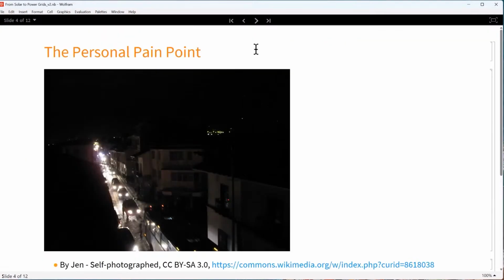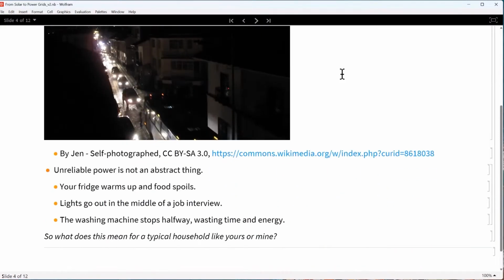Unreliability isn't just a theoretical concept, it has real, everyday consequences. Your fridge warms up and the food inside spoils. Your lights go out in the middle of an important task, maybe even a job interview. Or your washing machine stops halfway, wasting both time and energy. So, how do we move towards a more reliable power supply, one that's built on informed technical decisions without spending a fortune on oversized systems?